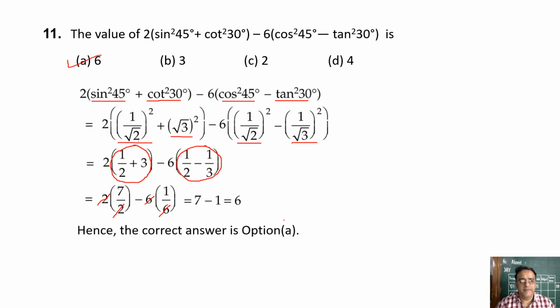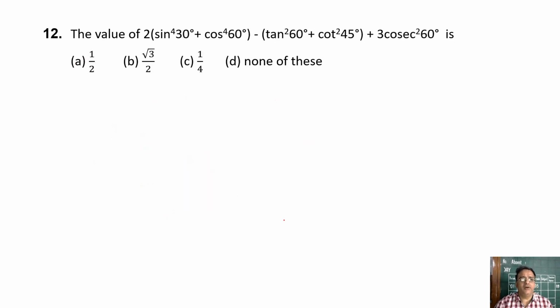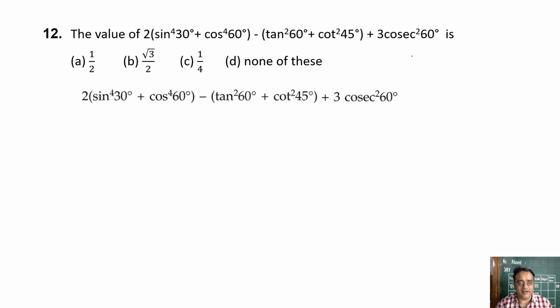Okay. Now we are moving toward question number 12. The value of 2 sine to the power 4 30 degree plus cos to the power 4 60 degree minus tan square 60 degree plus cot square 45 degree plus 3 times cosec square 60 degree. So here also we are going to substitute all the values of trigonometric ratios.